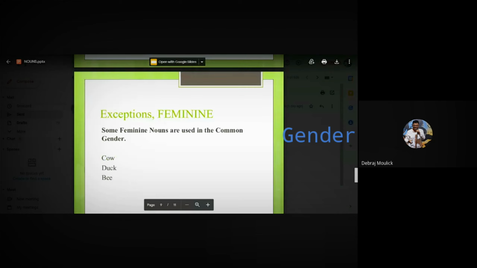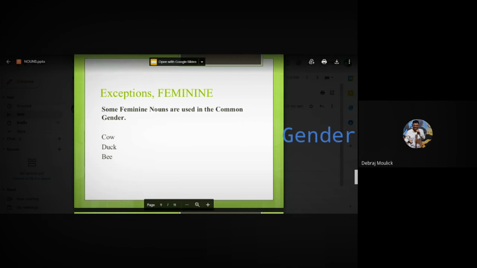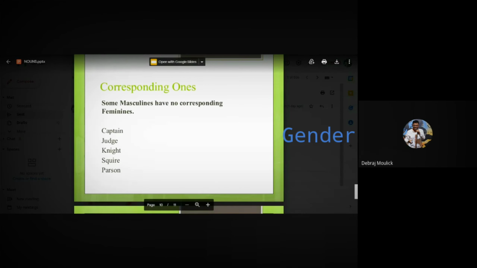For example, cow, gaumata. Cow is basically female gender, right? Duck is female. Bee is also female. Duck, the male is drake, but you will hardly see people using such words. So it's common for both the genders. So duck, cow, bee. Now there are some masculine words that don't have a corresponding feminine. So these are basically common gender.